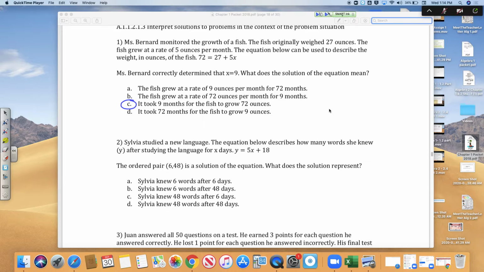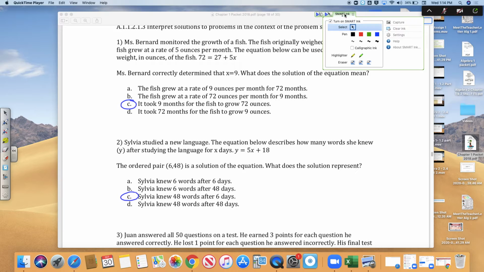Number 2, looking at the equation and what it represents, x represents days, y represents number of words she knows. So the ordered pair (6, 48) represents that Sylvia knows 48 words after 6 days. Number 2 would be letter C. Moving on down to the next one.